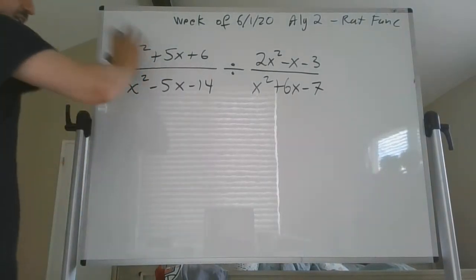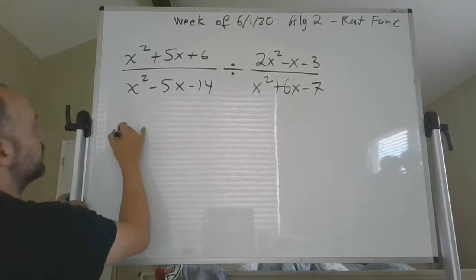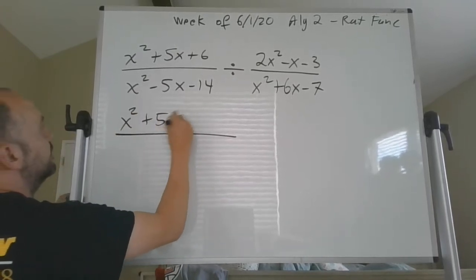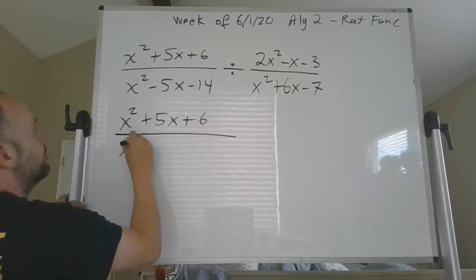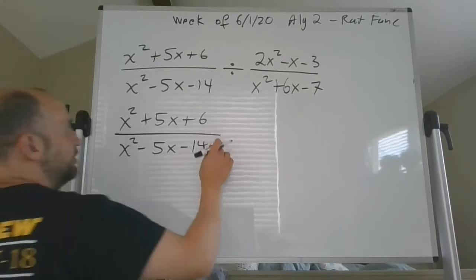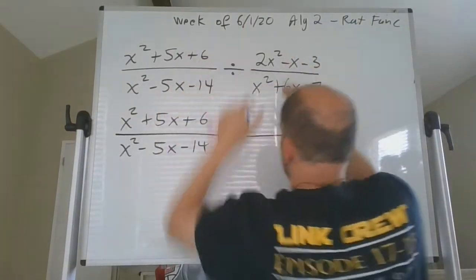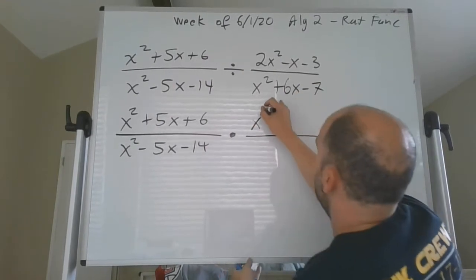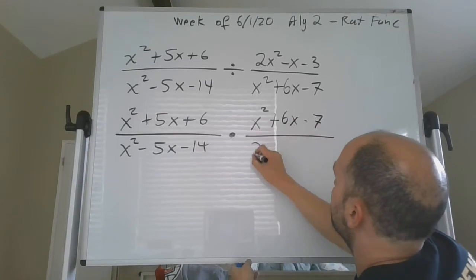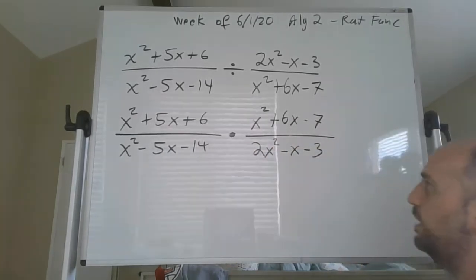All right, keep, change, flip. So what I'm going to do is rewrite this whole thing using keep, change, flip. I'm going to keep the first fraction. Some students are like, oh, I'll do that later. No, it's better to do it right off the bat. Change, and then flip this. So I'm going to have x squared plus 6x minus 7 on top, and then 2x squared minus x minus 3 on the bottom.